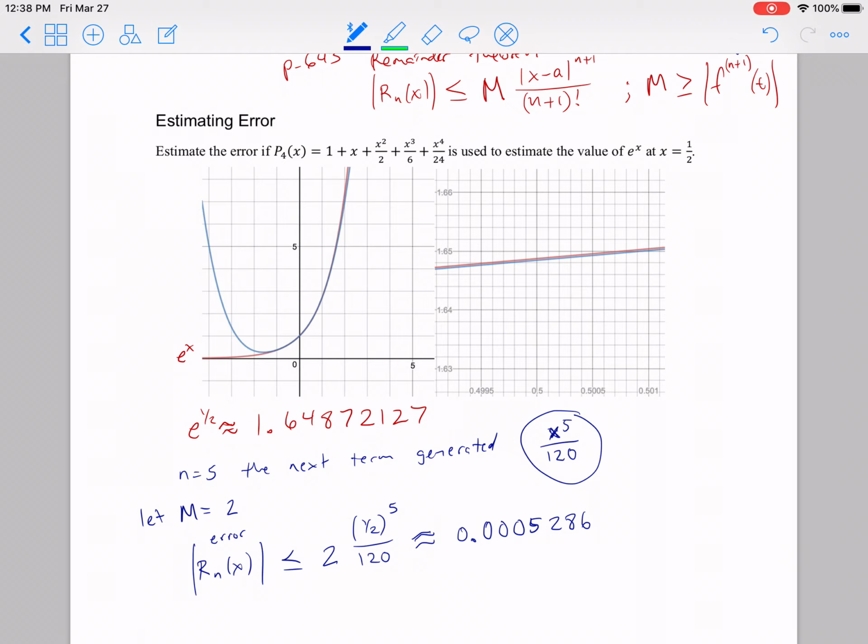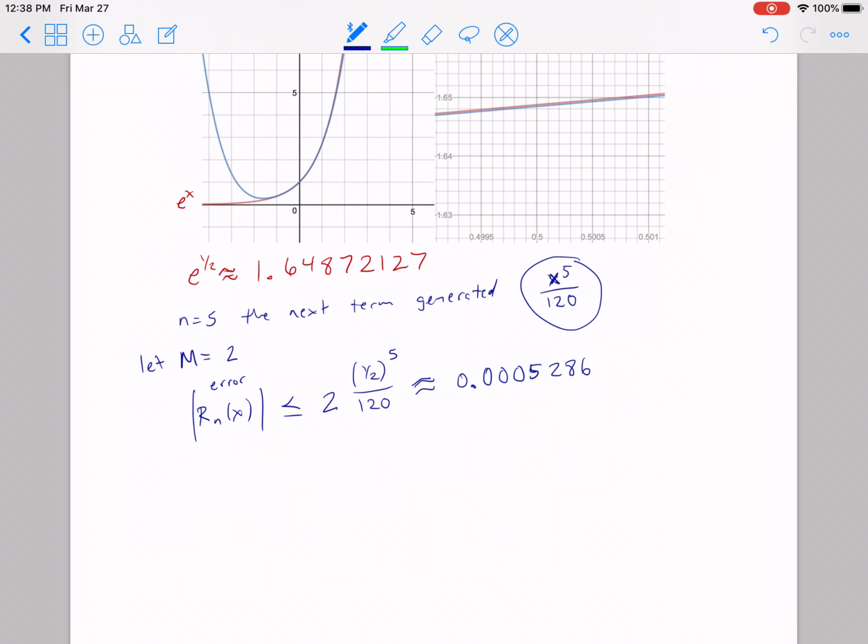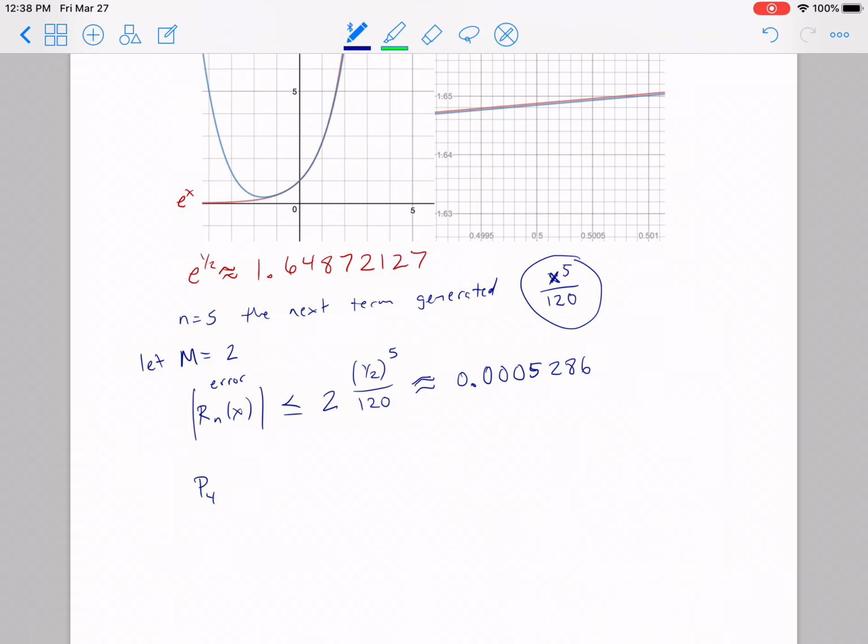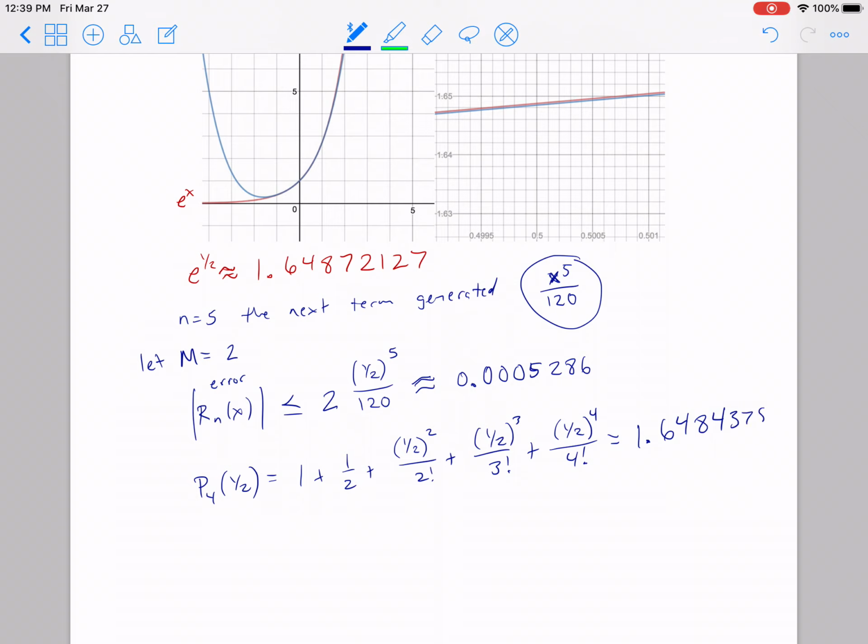You know, we're 4 decimal places in. And if you look at p sub 4, going out to n equals 4 of 1/2, and actually plug it in, you get 1 plus 1/2 plus 1/2 squared over 2 plus 1/2 cubed over 3 factorial plus, this was a 2 factorial, but that just equals 2, so sorry about that, plus 1/2 to the 4th over 4 factorial. You can go through and figure that out, and you get 1.6484375.